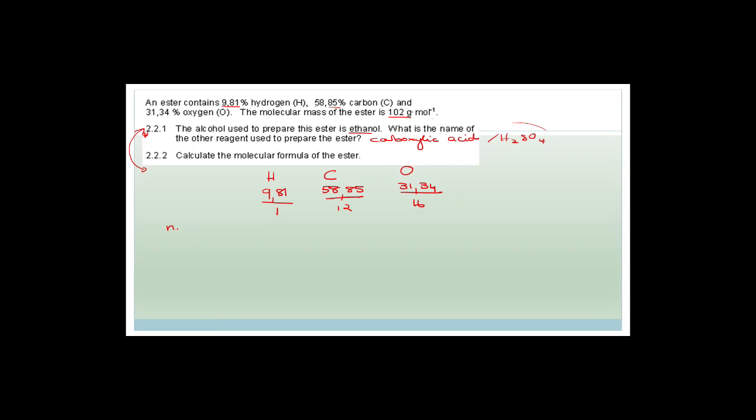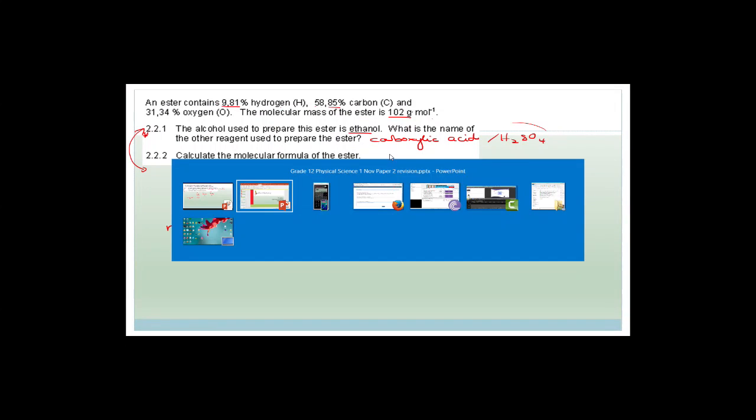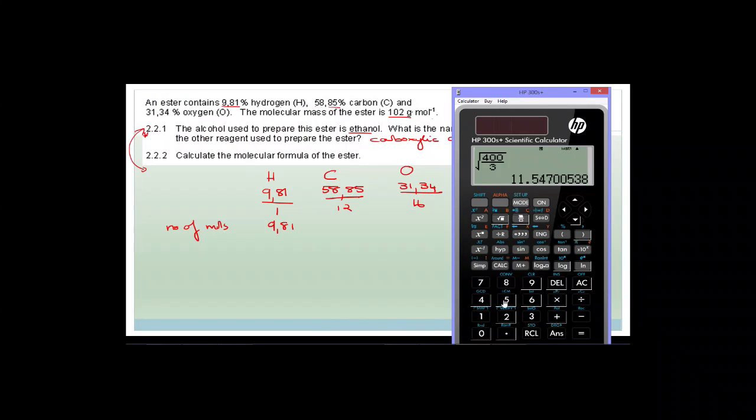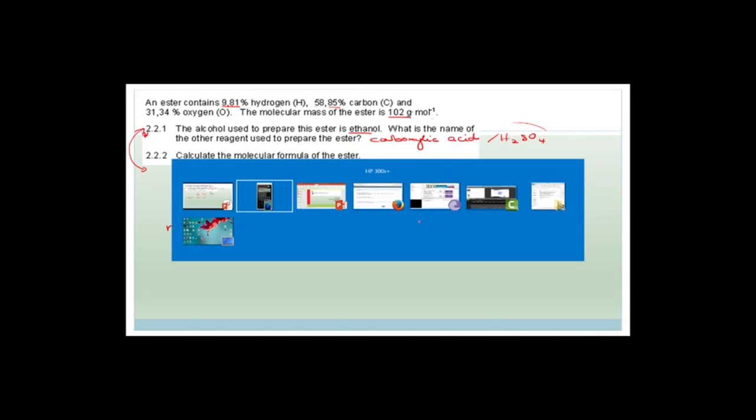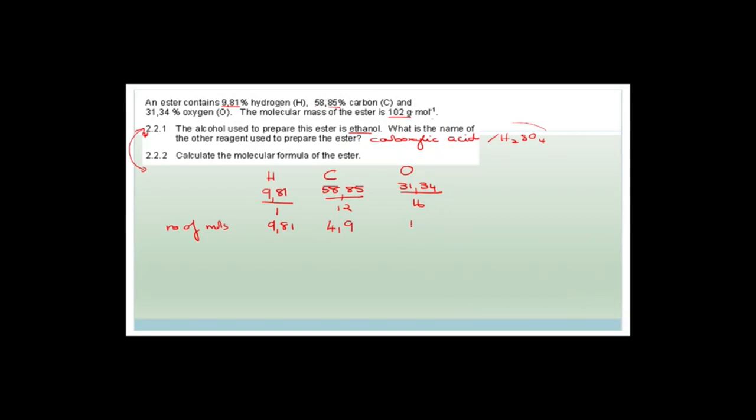So therefore, theoretically, the number of moles is going to be 9.81. Now we need to do 58.85 divided by 12, which works out to be 4.9. So that's 4.9 moles of carbon. And then oxygen is 31.34 divided by 16, because that's the molar mass of oxygen, and that's 1.96. Now, in order to get a nice mole ratio, we always divide by the smallest number. So we're going to divide all of these by 1.96. That's obviously 1.